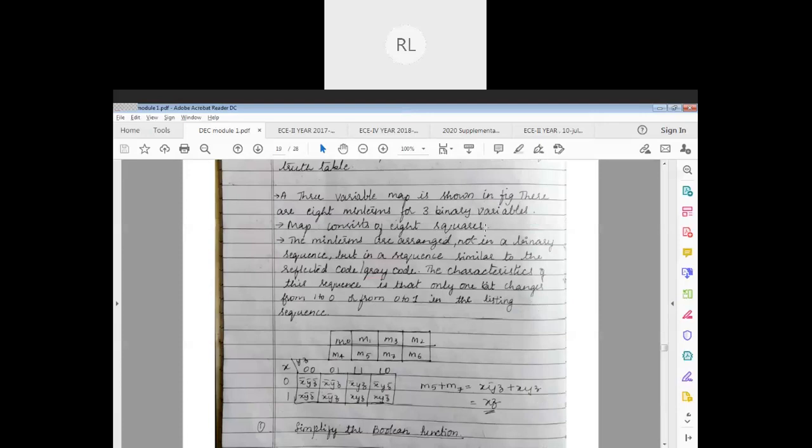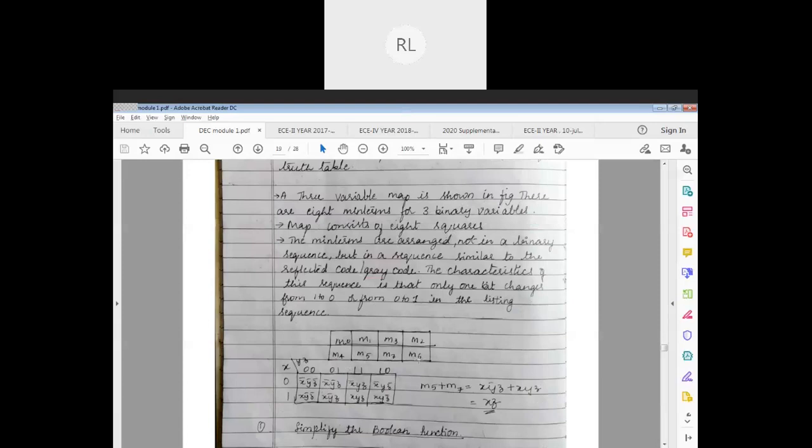A 3 variable map is shown in the figure. So this is our figure here and this is our 3 variable map. How do I know that it's 3 variable? It's because it has x, y and z. The map consists of 8 squares. Why do we need 8 squares? Because values range from 0 to 7. If we count from 0 to 7, how many values do we have? We have 8 different values.